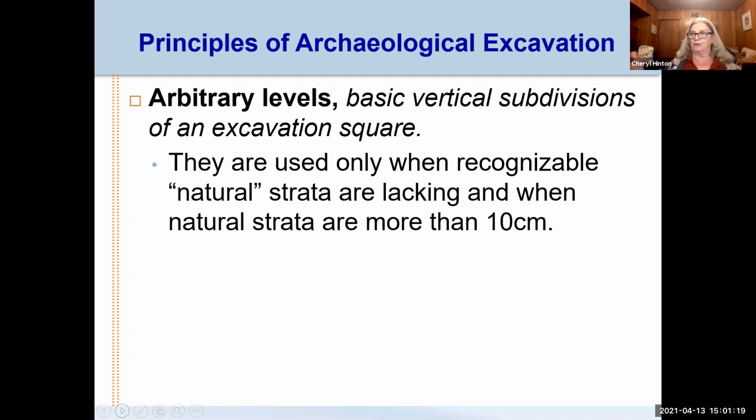And then again, those arbitrary levels that I described. They're vertical subdivisions of any excavation square. So we only use them when we can't use the natural strata, or when the natural strata is so deep that it's more than 10 centimeters. Then we might divide up that natural strata. If it's really big, a huge strata, then we might divide that up and use arbitrary measurements in that one.